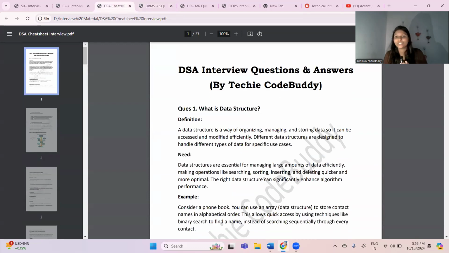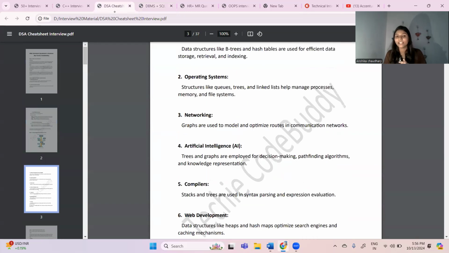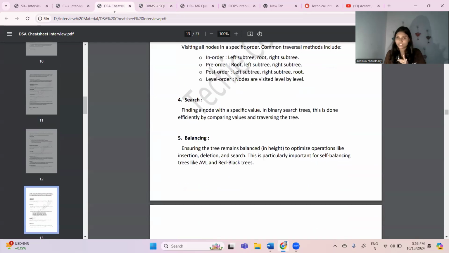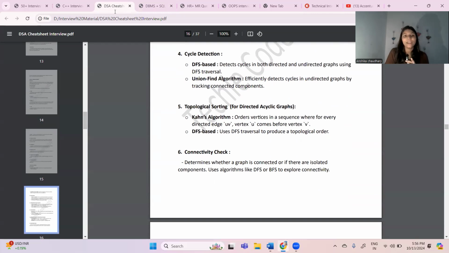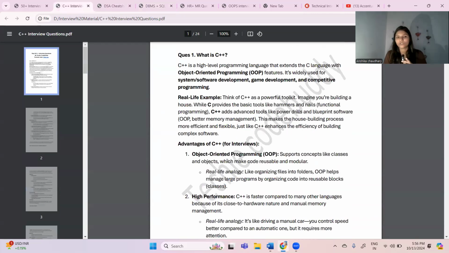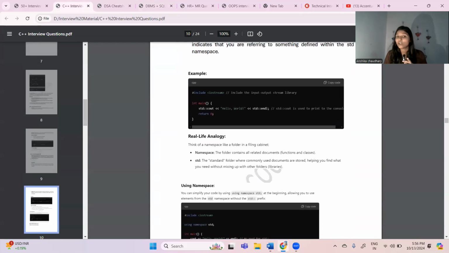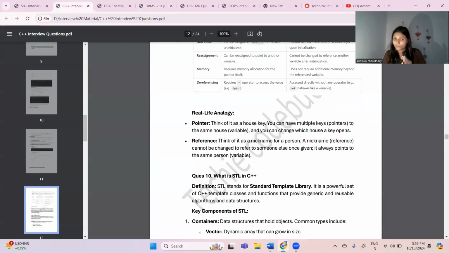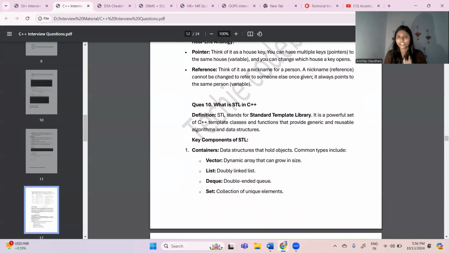This is the DSA cheat sheet for interview questions and answers. These are the top interview questions from DSA. These questions are just enough if you're preparing for the technical interview for the DSA part. And if you see the C++ interview questions, these are the 30 plus C++ interview questions I have shared along with the code, real life example, sample, definition, key features, etc. All the things are here.